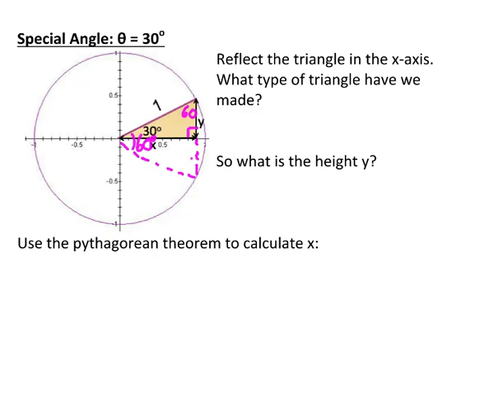That's helpful because it's the same down here, right? Because it's reflected in the x-axis there. So what I have is a triangle where all three angles are 60 degrees. Well, what kind of triangle is that? That's an equilateral triangle.